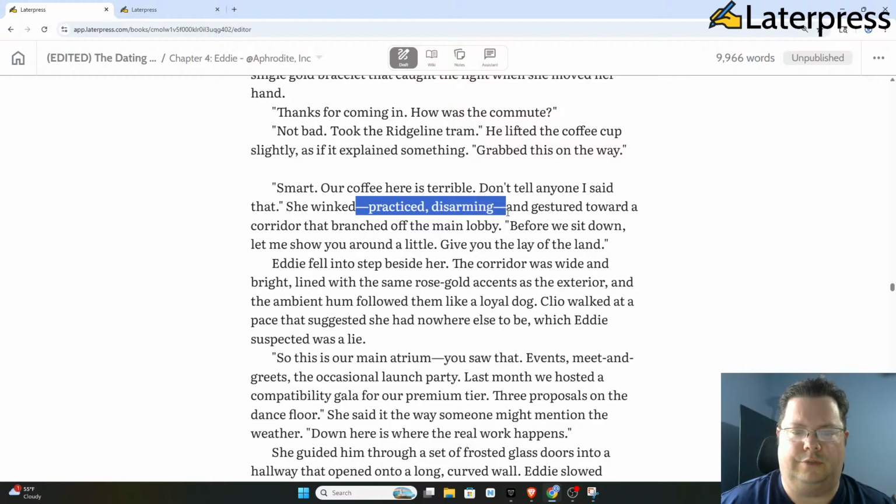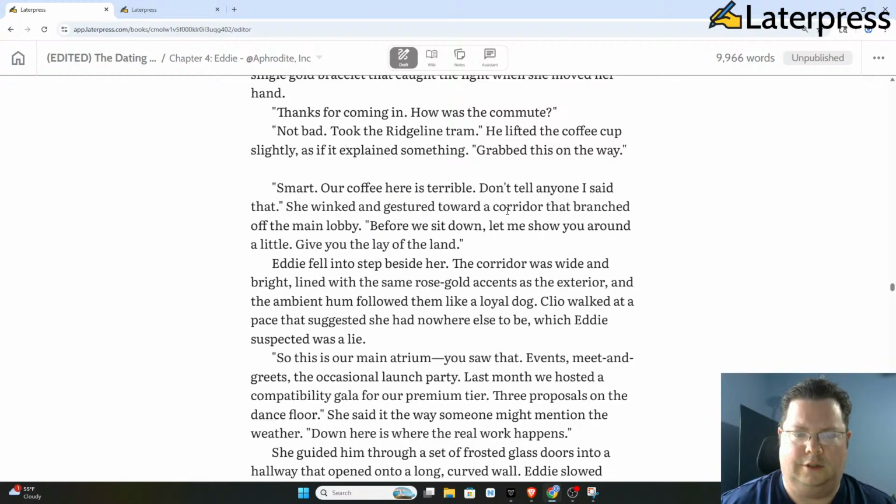How about, no, we just leave it. She winked and gestured toward a corridor that branched off the main lobby.